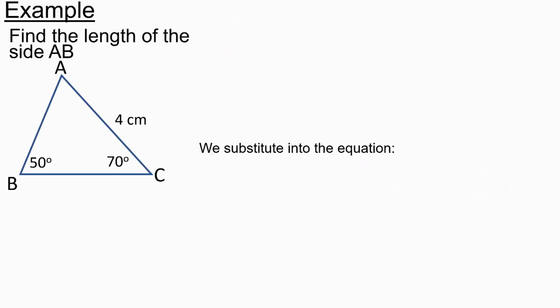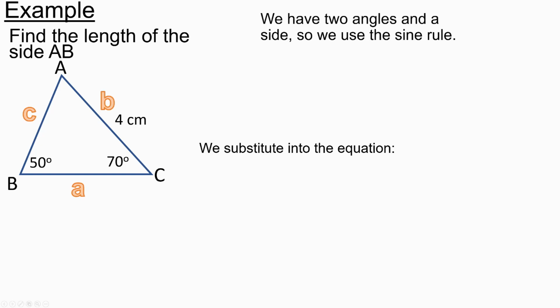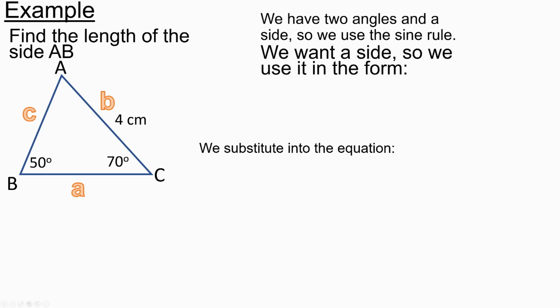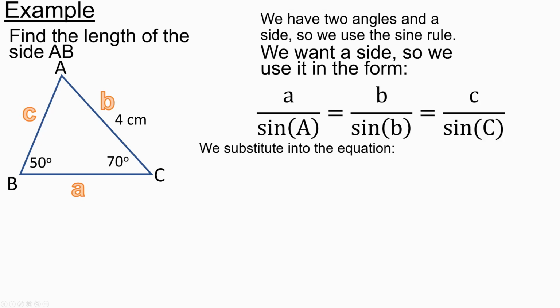Let's have a look at this example. So we want to find the side AB. To do this, I'm first of all going to label my triangle. So I want all of the sides with small letters like this. And we have two angles inside. That means we're going to use the sine rule. And what I'm going to do is write this in the form a over sine A equals b over sine B, etc.